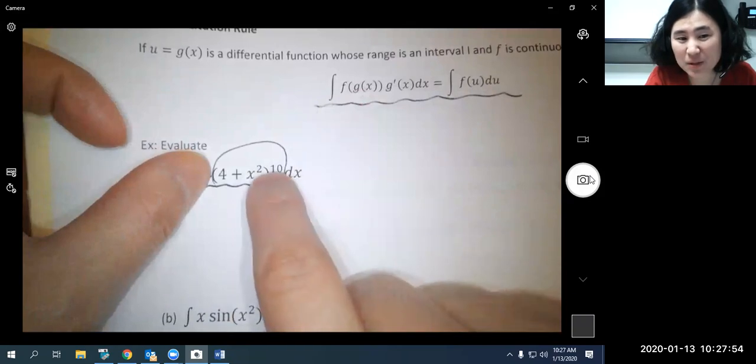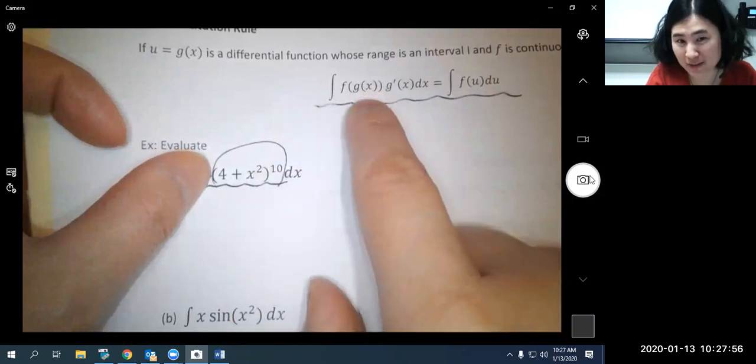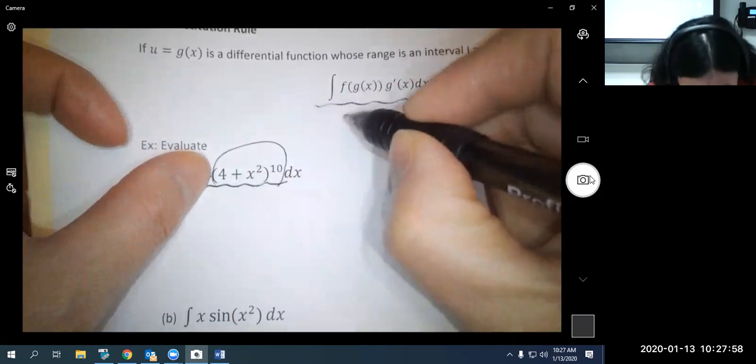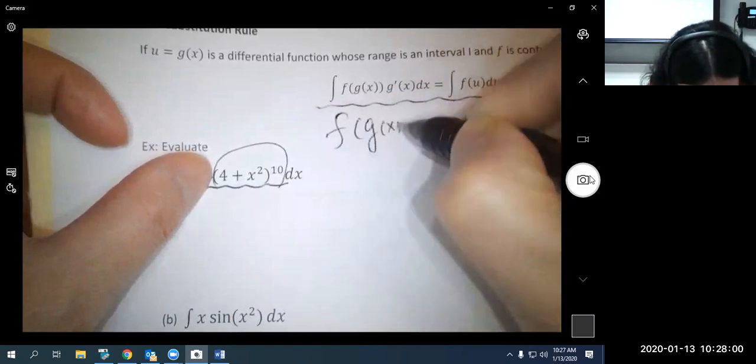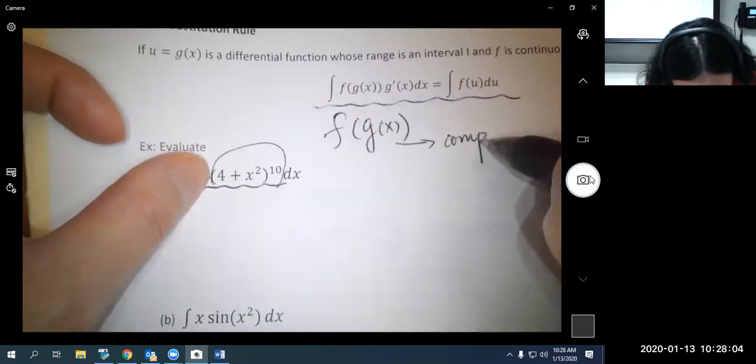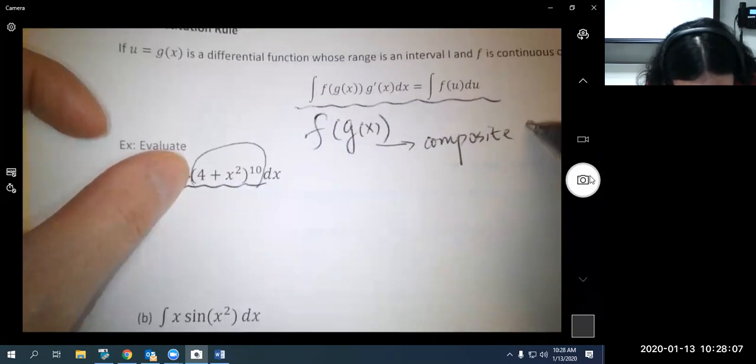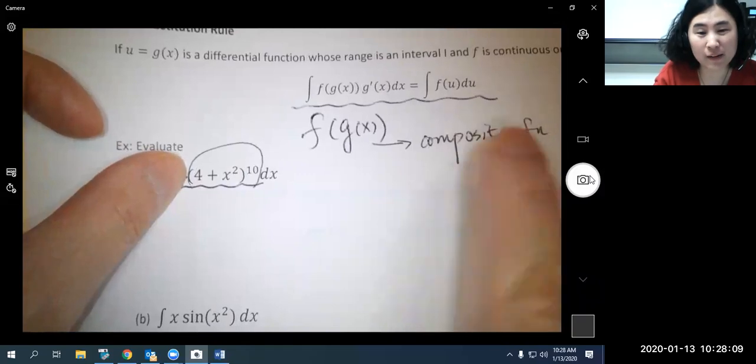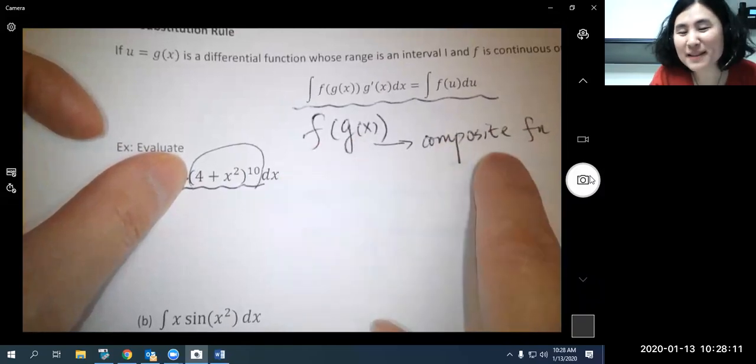It has an outer function and an inner function. So f of g of x is called a composite function, right? We learned this before, okay? But if you forget about it, fine. It's called a composite function.